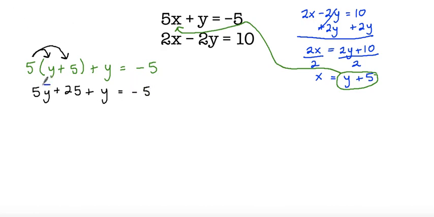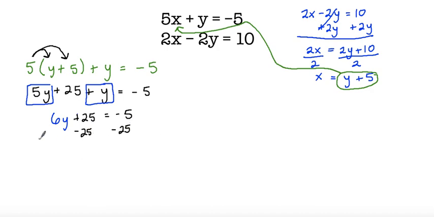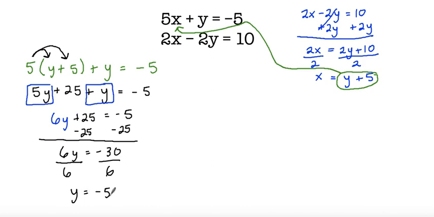So first things first, we combine like terms. 5y plus y is 6y. Plus 25 is equal to negative 5. So subtract both sides by 25. And we end up with 6y is equal to negative 30. In order to get y by itself, we have to divide both sides by 6. So y is equal to negative 5.